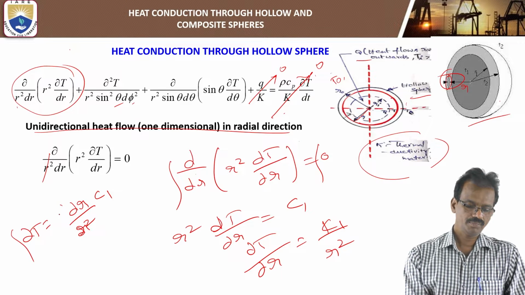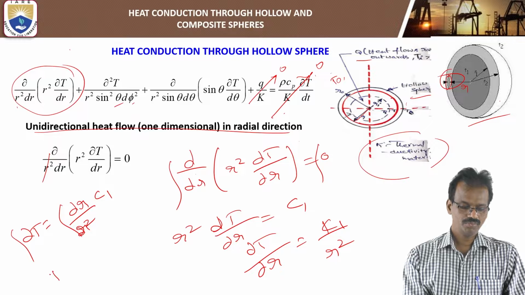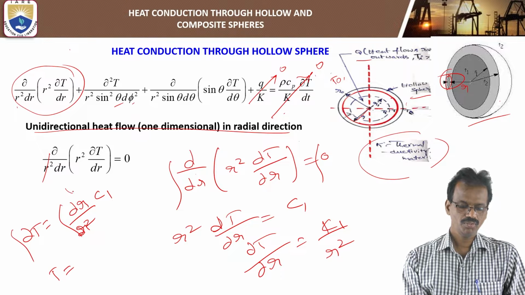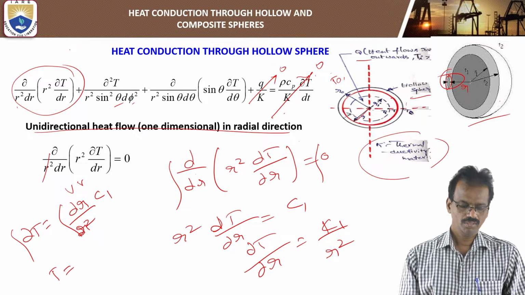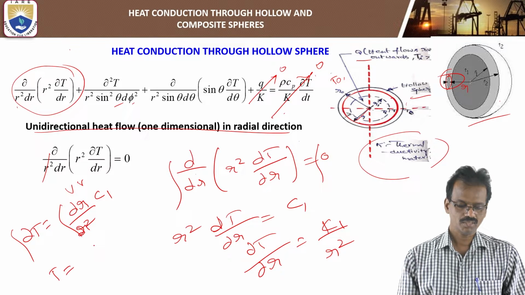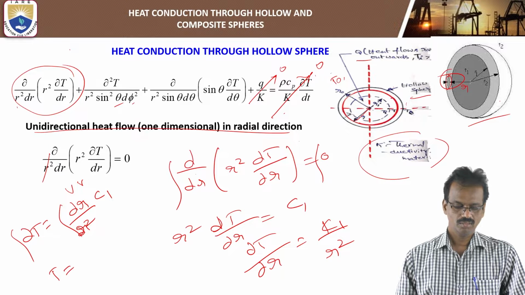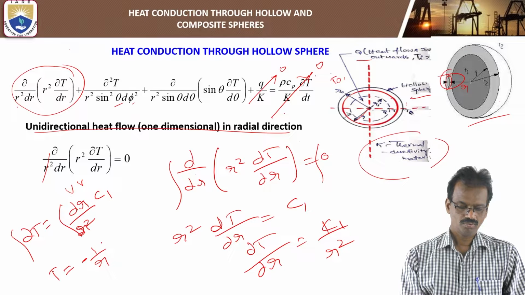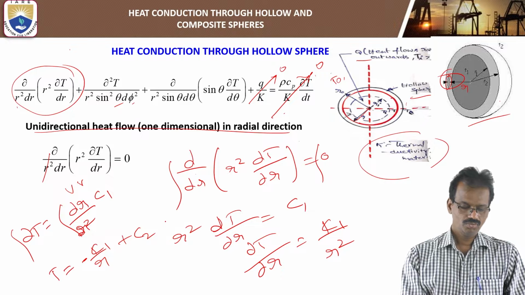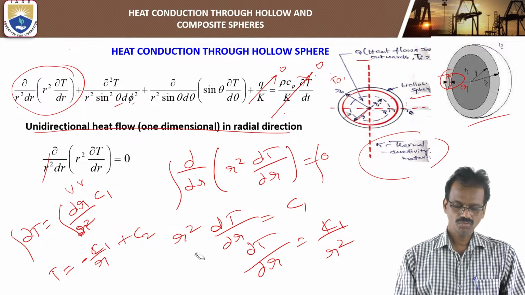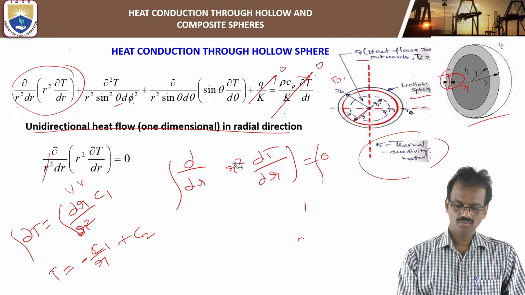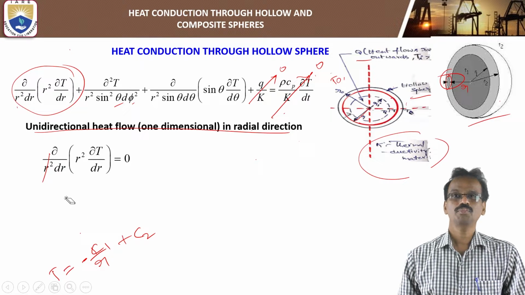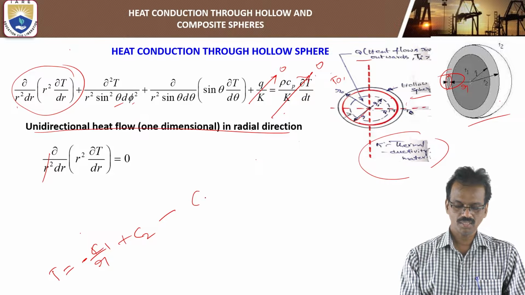Integrate both sides here and here. So the integral of dou T is T, equal to the integral of dr by r square into c1. You can apply the uv method. Then the integral of dr by r square gives minus 1 by r, into c1, plus c2. So finally, T is equal to minus c1 by r plus c2 after integration. It is called the general equation.